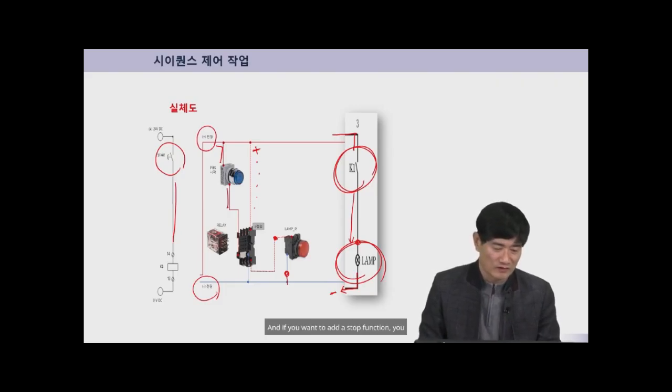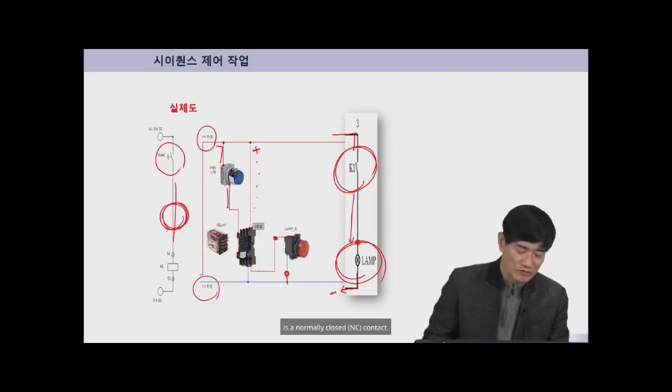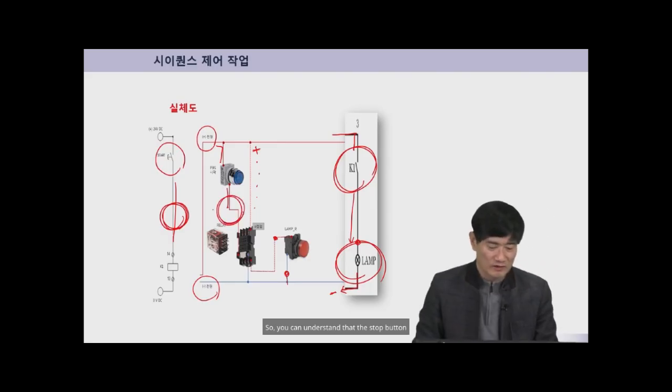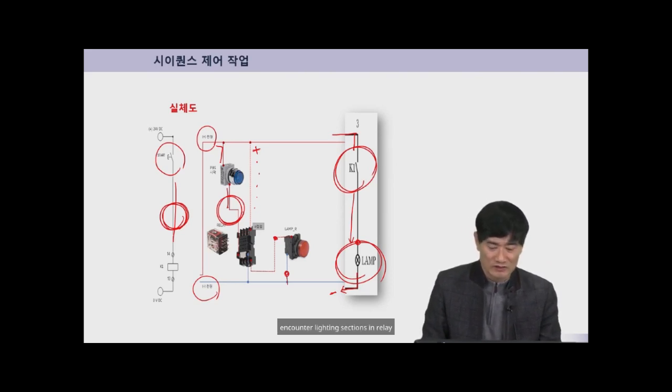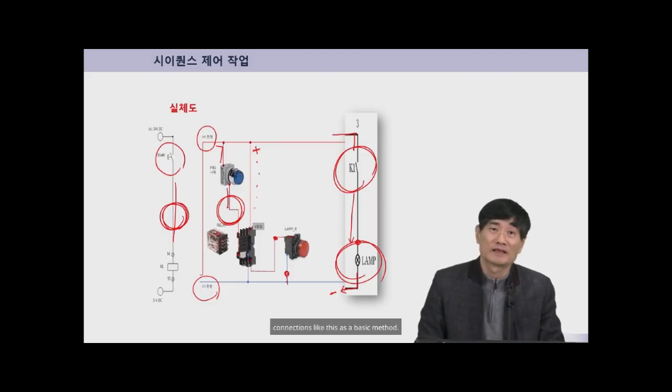And if you want to add a stop function, you need to reconnect the stop button here, which is a normally closed NC contact. So, you can understand that the stop button is positioned in between here. And in this way, you can see that the lamp is connected through a normally open NO contact. And in the future, when you encounter lighting sections in relay circuits, you can check the actual connections like this as a basic method.